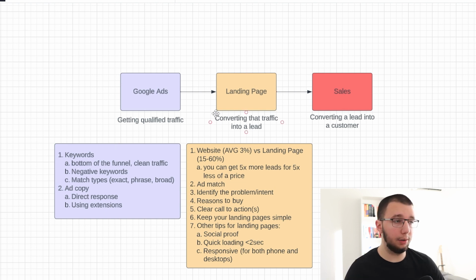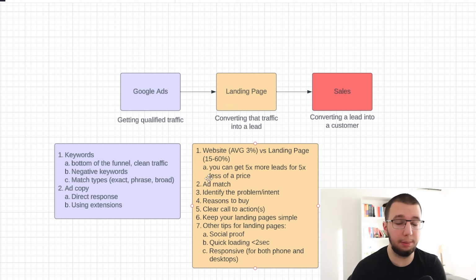Now, after you get that click, your lead should go to your landing page. First, I want to talk about website versus landing page. For a website, the average conversion rate is 3%, which means out of 100 people, 3% are going to become a customer or a lead. And on the landing page, you can have that conversion rate from 15 to up to 60%, depending on the niche. So you can get 5 times more leads for the same clicks, and that is just by using a landing page instead of sending people to a homepage of your website, for example.